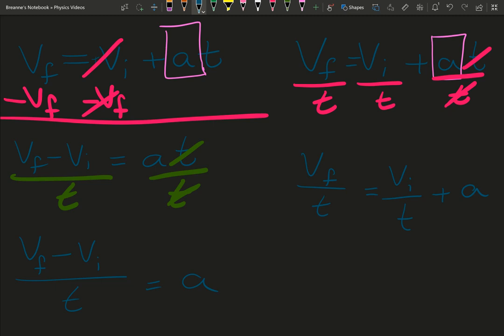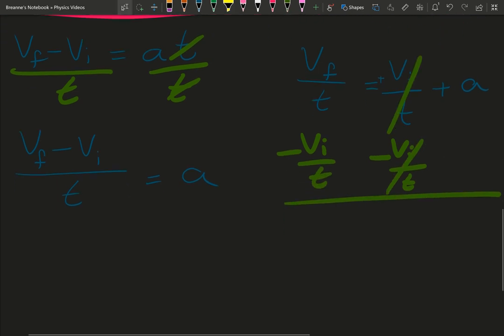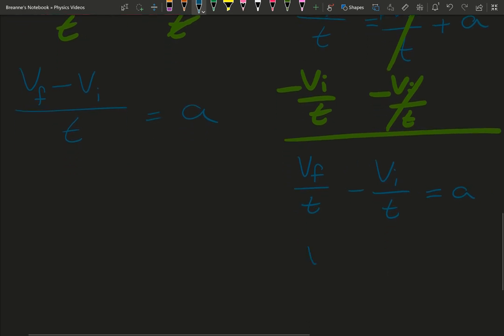Plus A. So that's how that formula would look. So then you take your VI divided by t, and again, remember there's a little tiny plus sign. So we're going to subtract our VI over t from both sides. That whole entire thing cancels out. And we're left with Vf over t minus Vi over t equaling A. And since these are like terms on the bottom, just like here, you can combine them. So you get Vf minus Vi over t equals A. And you get the exact same answer.